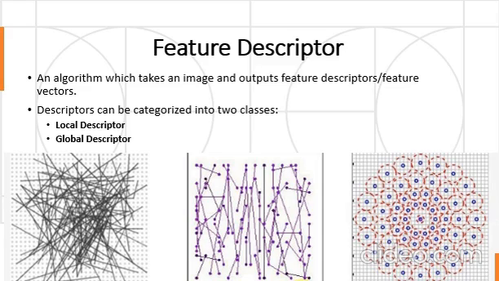Global descriptor. A global descriptor describes the whole image. They are generally not very robust, as a change in part of the image may cause it to fail, as it will affect the resulting descriptor.